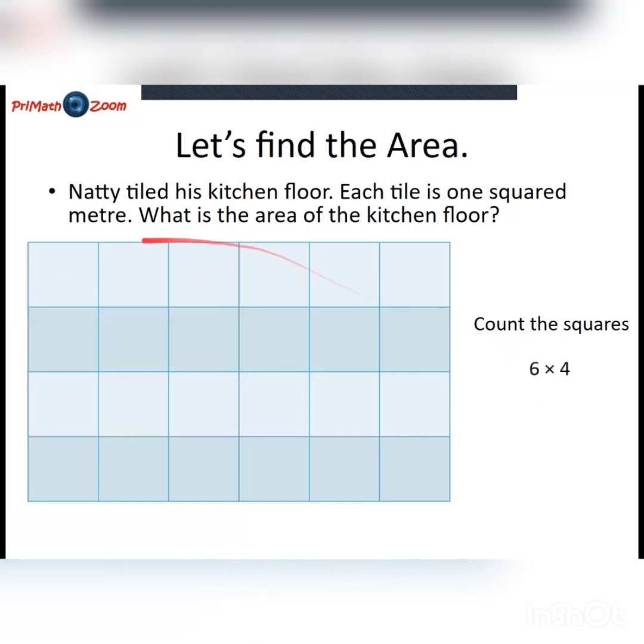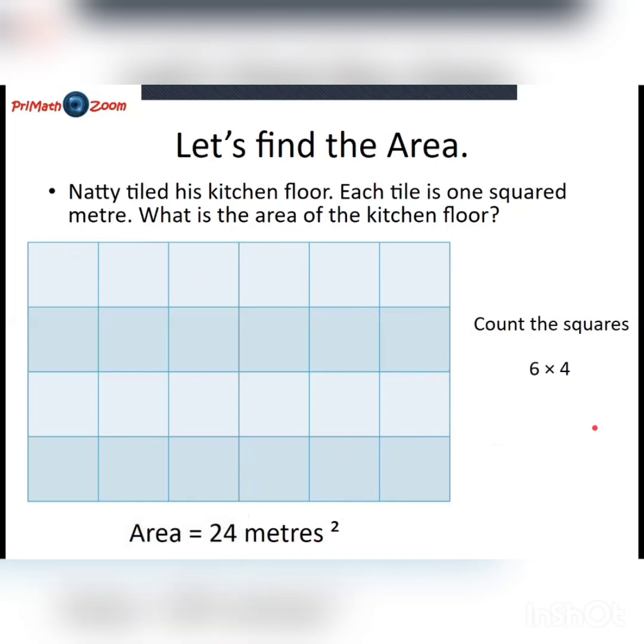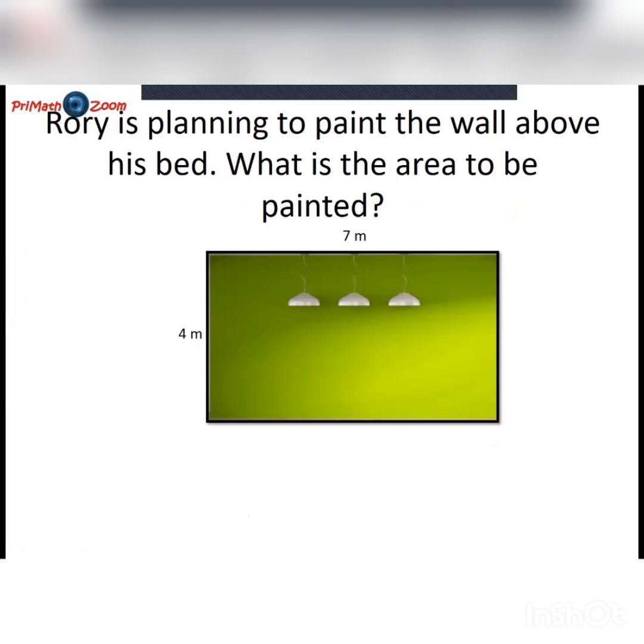But we could also multiply 6 by 4. And in multiplying that, we also got 24 squared units. So here we have the unit being meters, and it says that the area is 24 squared meters. Let's look at another situation.